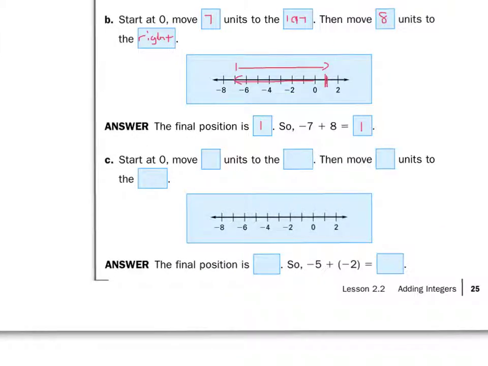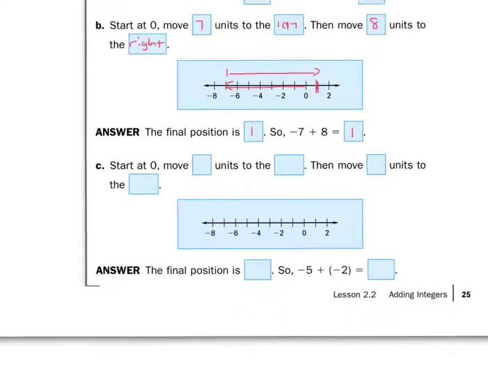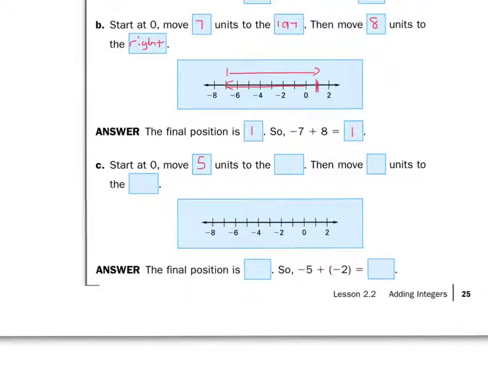So negative 7 plus 8 is 1. And finally, in C, the problem we are doing is negative 5 plus a negative 2. We again start at 0. We're going to move 5 units to the left for the negative 5. Move 5 units left. But now we're adding a negative 2. So we have to move 2 units still to the left, which leaves us right here, which is negative 7. So negative 5 plus negative 2 is negative 7.